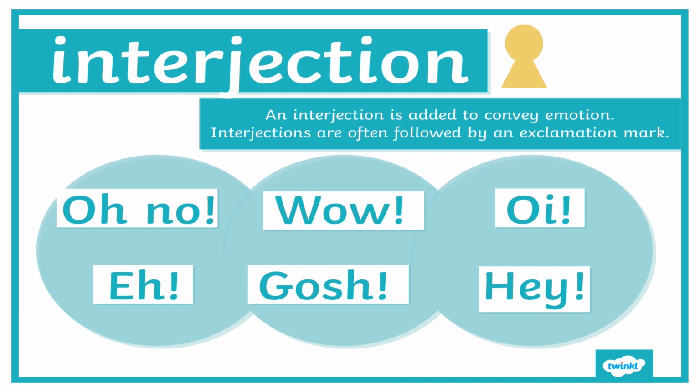Next, interjections. Interjections are represented by a golden keyhole. An interjection is added to convey emotion. Interjections are often followed by an exclamation mark. So it usually invokes strong emotion. Some examples are oh no, wow, oi, hey, gosh.